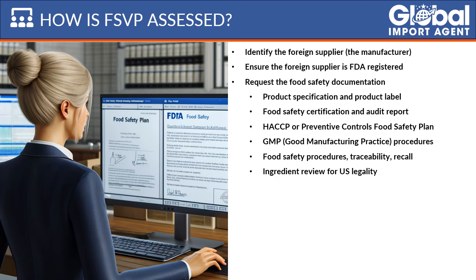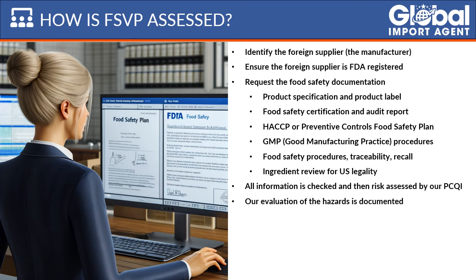As mentioned previously, all product and food safety documentation will be reviewed, especially the food safety information, such as the HACCP, Hazard Analysis Critical Control Points, or the Preventive Controls Food Safety Plan. In addition, the manufacturer's good manufacturing procedures and how traceability and product recalls are managed are also checked. Once everything is checked, it is then risk assessed, and then a hazard evaluation by a Preventive Controls Qualified Individual must then take place and be documented.